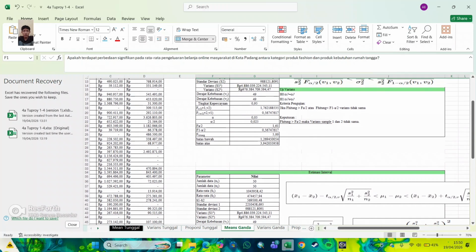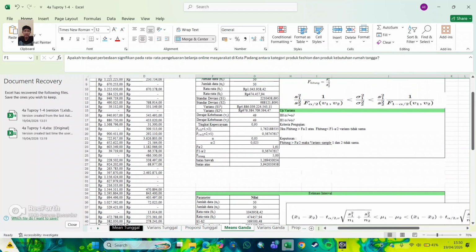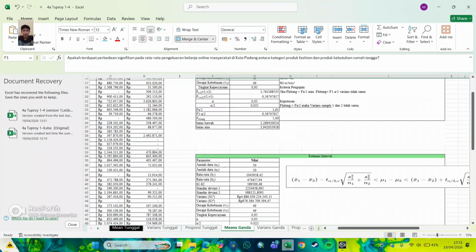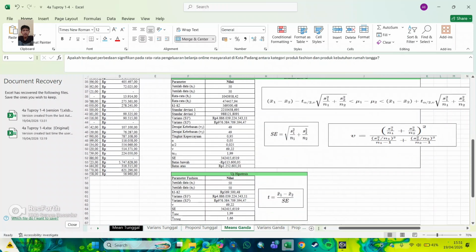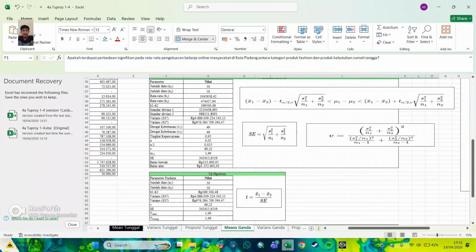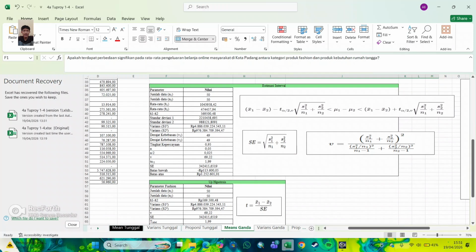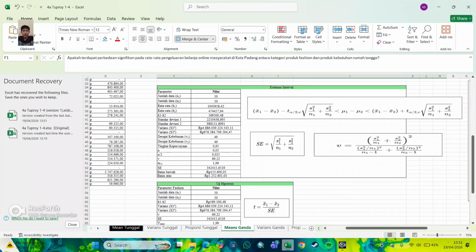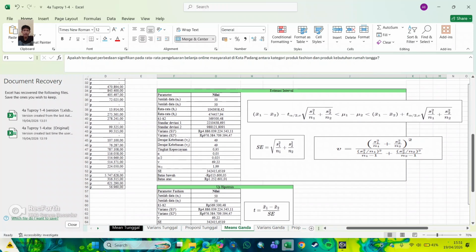Because the F count is in the critical region, our conclusion is we reject H0. So there is not enough proof to say that the variance of population 1 and the variance of population 2 are the same. So our variance for the two samples is different. Because the variances are different, we can choose this formula to continue our analysis.